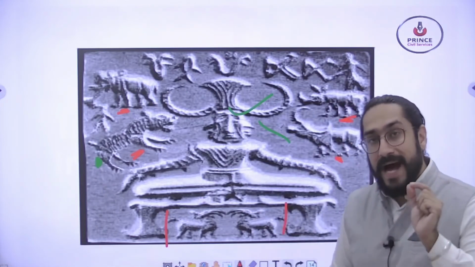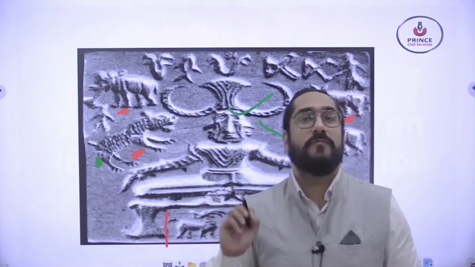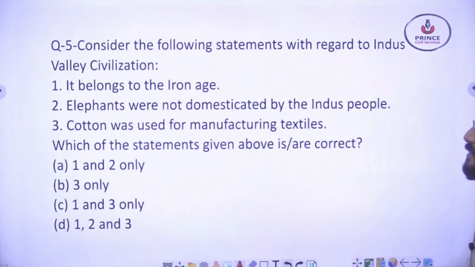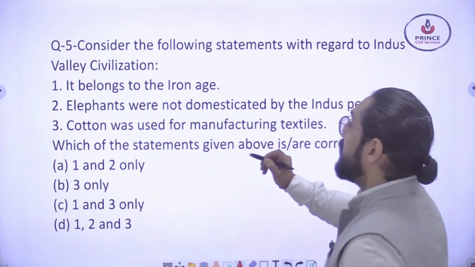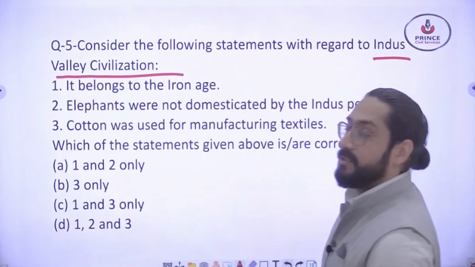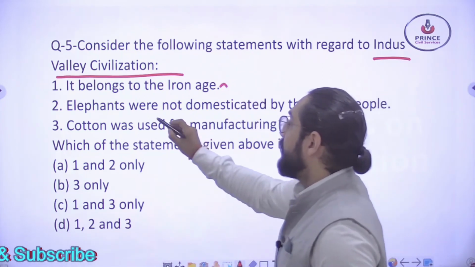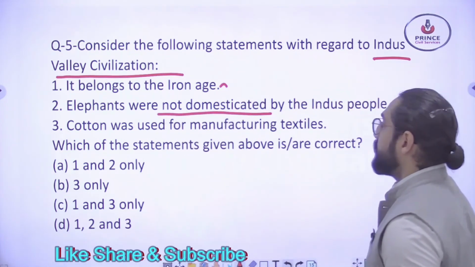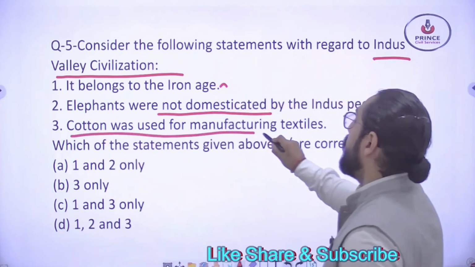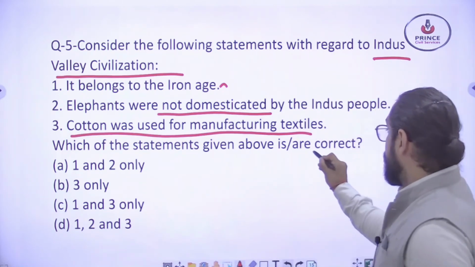Very important question. IVC is known for its seals. Seals were made of steatite and they were majorly square and rectangular, but circular seals are also found. Now the last question for this video. Consider the following statements with regard to Indus Valley Civilization. Statement number 1: It belongs to the Iron Age. Statement 2: Elephants were not domesticated by the Indus people. Statement 3: Cotton was used for manufacturing textiles. The question is asking which of the statements is correct.